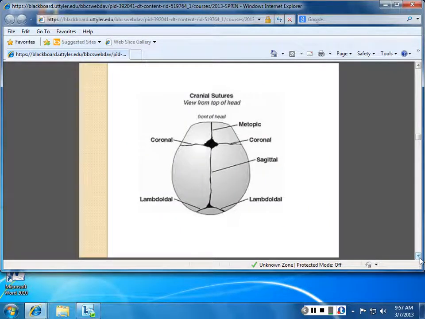These are the cranial sutures. Everybody should have an anterior fontanelle. Some of them may have a posterior, and this is where you're going to see the third fontanelle, right here in the middle of the sagittal suture line. And you see that with what? Down.